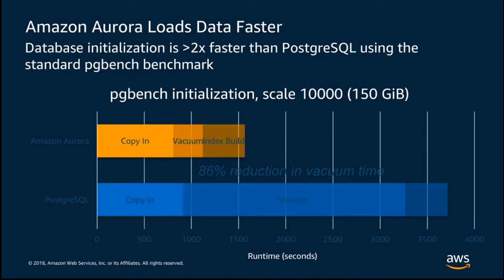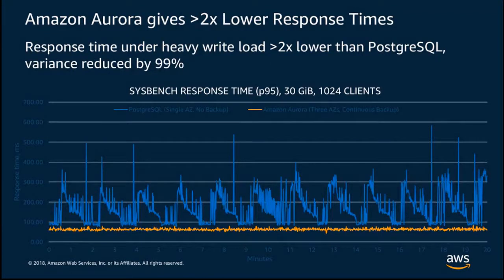So the bottom line is Aurora Postgres will load data 2 to 3 times faster than standard Postgres. And we've seen that result from a lot of customers in testing as well, with real world data.